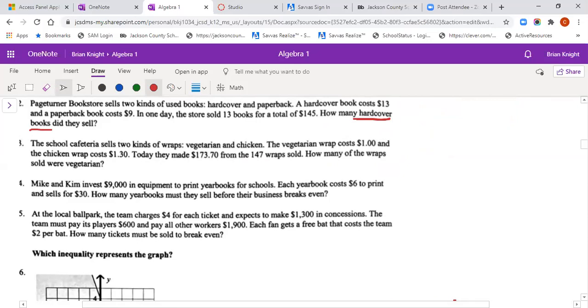Any difference in this problem besides what we're talking about? No. Same thing. So we've got vegetarian wraps plus chicken wraps equals how many wraps did we sell total? 147. How much was each vegetarian wrap? $1. Each chicken wrap was $1.30 equals how much money? 173.7.